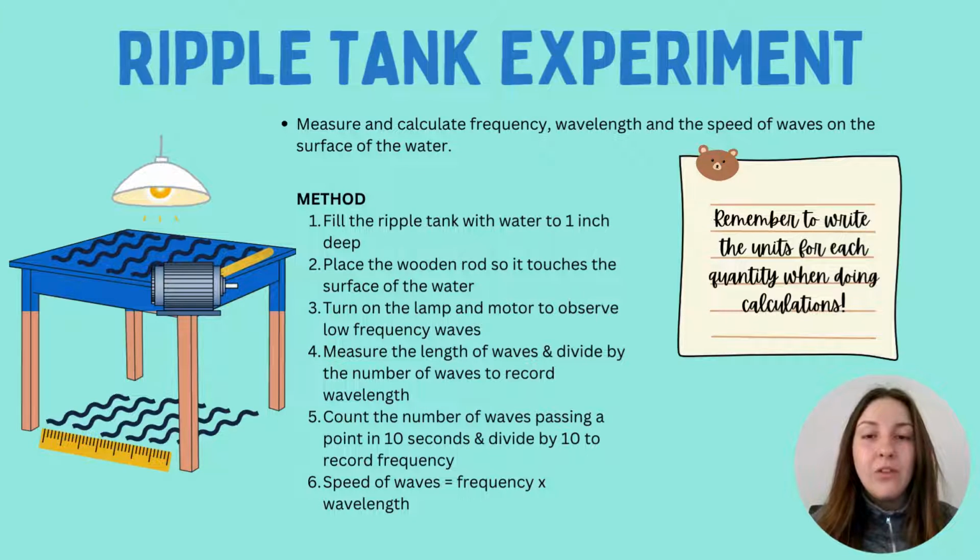And then you also want to count the number of waves passing a point every 10 seconds and then divide it by 10 to record the frequency. You can also then calculate the speed of waves by doing frequency times the wavelength, like we talked about before. Now, the one thing with this practical is if the waves are moving, it's quite difficult to actually see what's going on. So you might want to take a photo of the waves that are formed and then use that photo to calculate the frequency and the wavelength as well. And from there, you can calculate the wave speed.